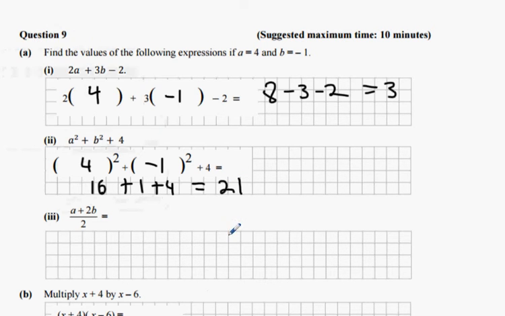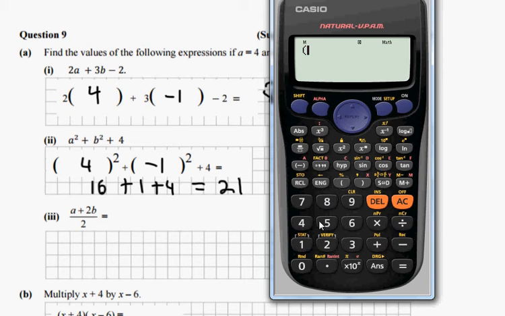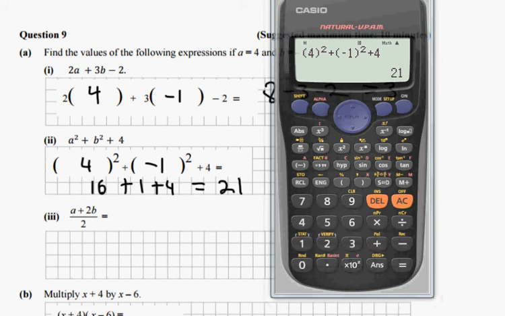Guys, it's just a matter of looking up, and you can just type it onto the calculator. You can just say, look, that's 4 squared plus minus 1 squared plus 4 is your 21 right there, okay? What about the next one?